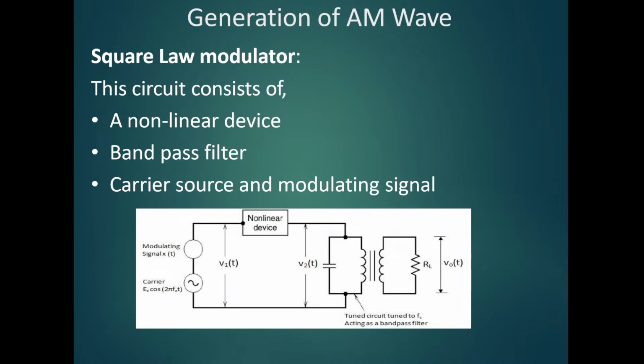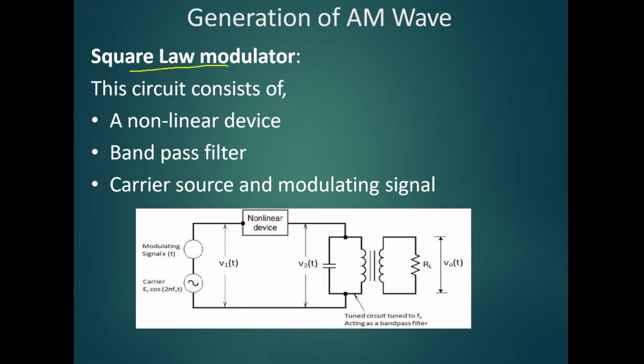Now let's look at generation of AM wave. So basically the device that is used to generate amplitude modulated wave is known as amplitude modulator, right? And there are different types of amplitude modulator. The very first one is the square law modulator. So basically a square law diode modulation and a switching modulation are examples of low level modulation, right? Because this kind of circuit or a square law, these kind of circuits are suitable for low voltage level.